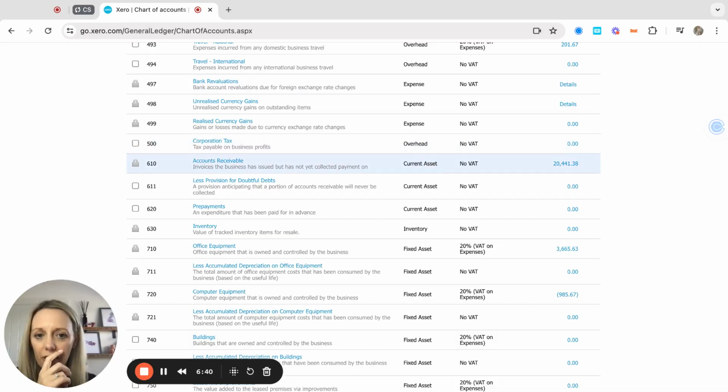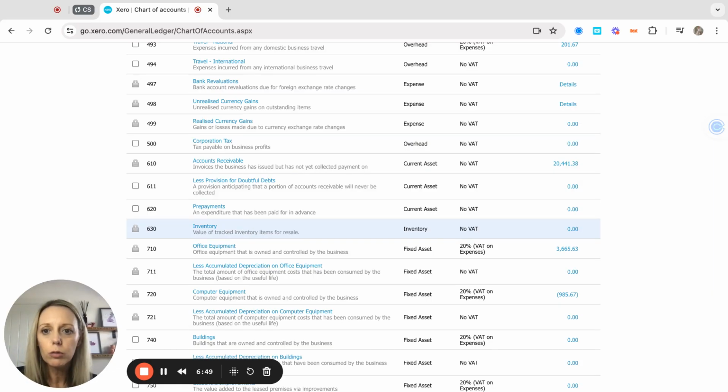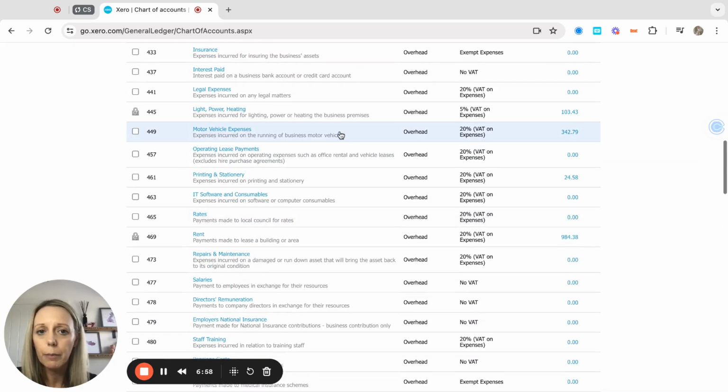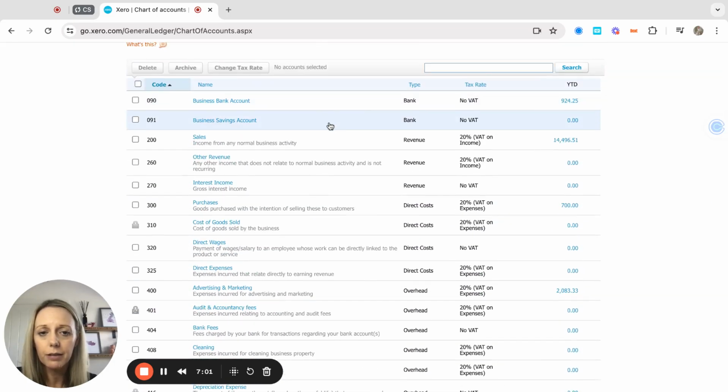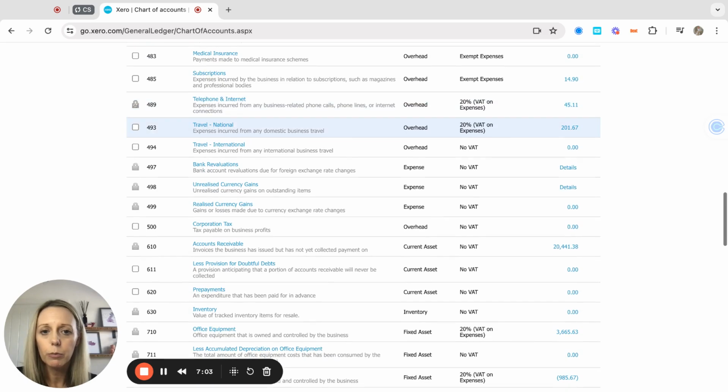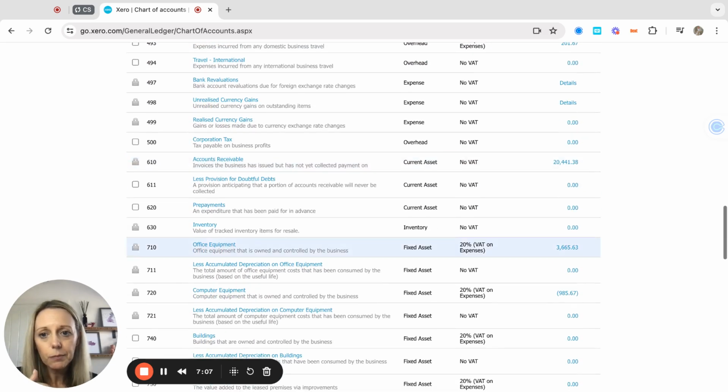You then come on to your current assets. So current assets are things that you hold, you own, and they turn into cash quickly. So these are, for example, your bank accounts, although they are classed separately in Xero up here as banks. But in general, your bank would be that as well. Accounts receivable, people that owe you money, and any stock that you've got in.